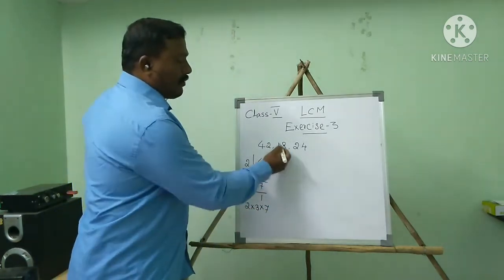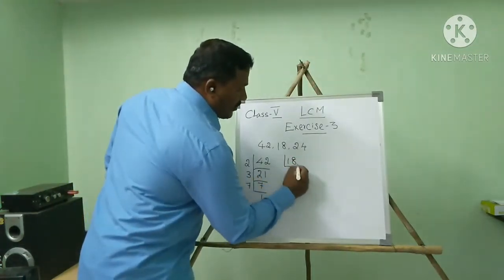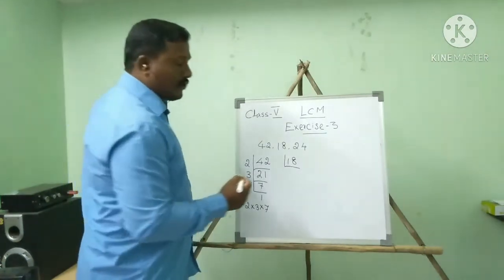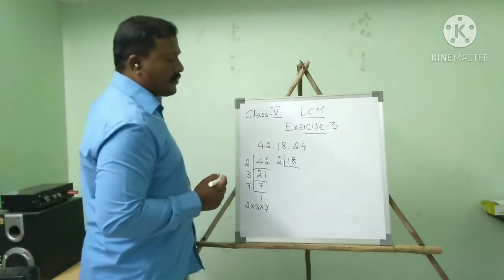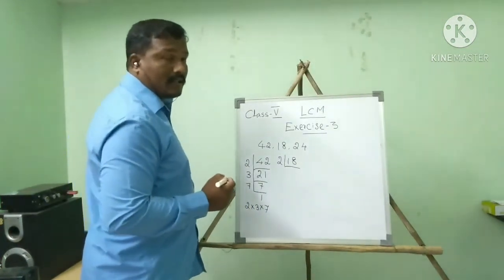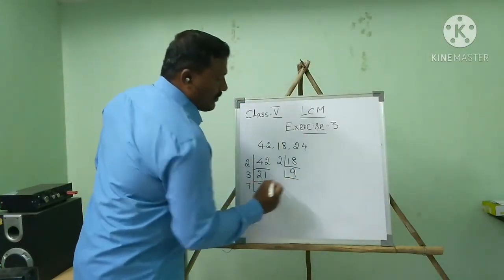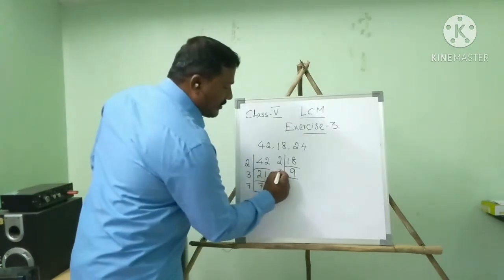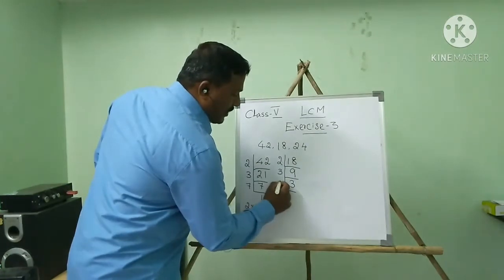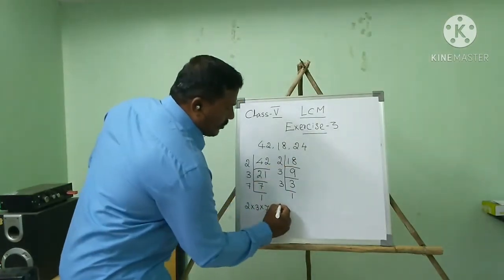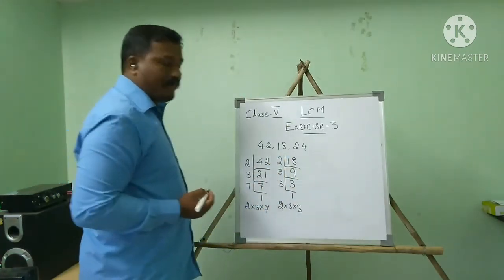Now we have to find the factors of 18. I am going to divide by 2. 9 2s are 18. Now we can divide by 3. 3 3s are 9. Again we can divide by 3. 3 ones are 3. Now 2 into 3 into 3. This is the prime factors.